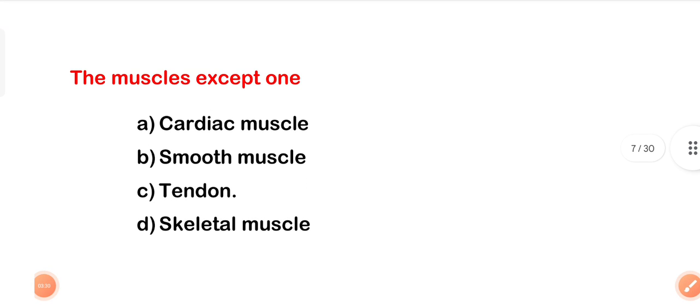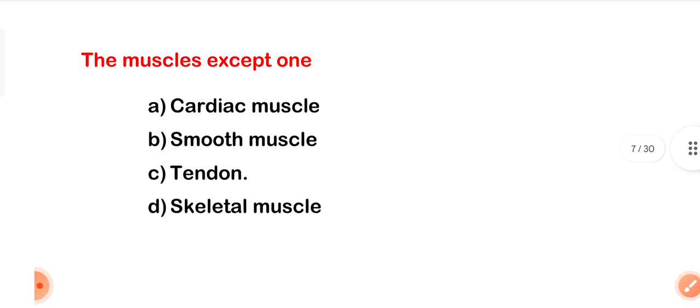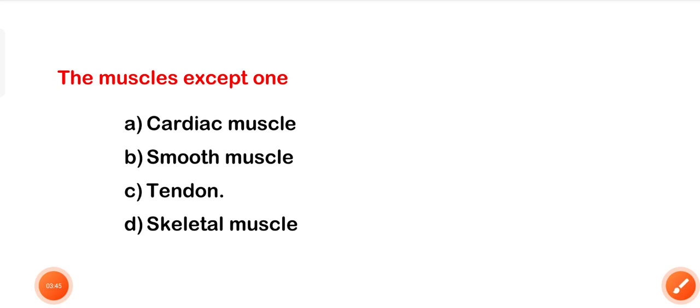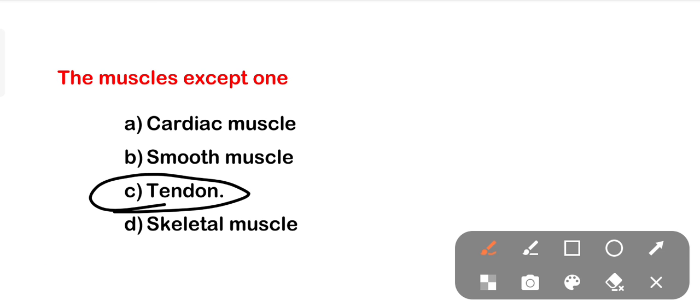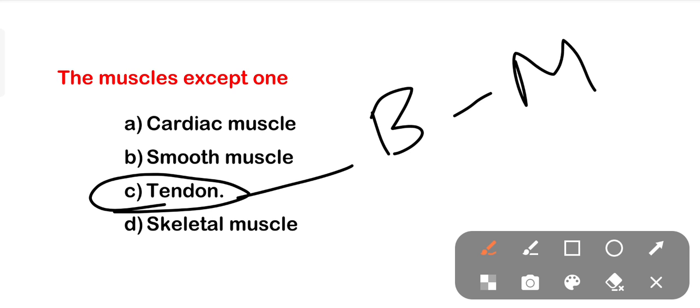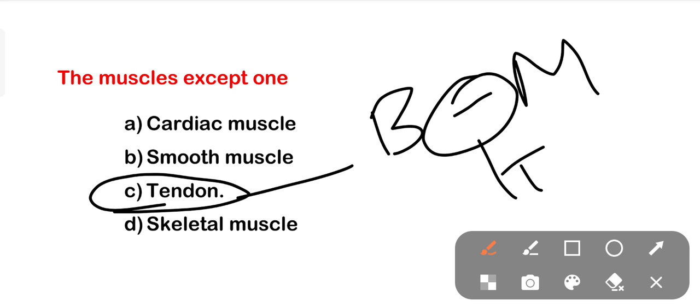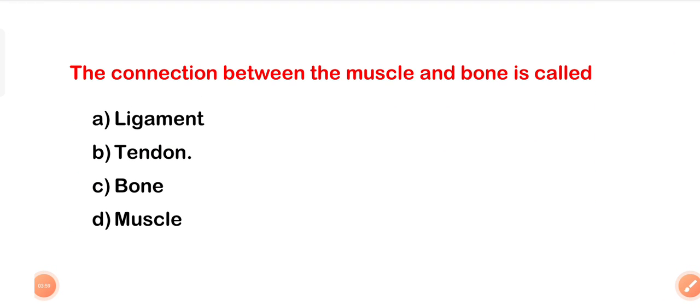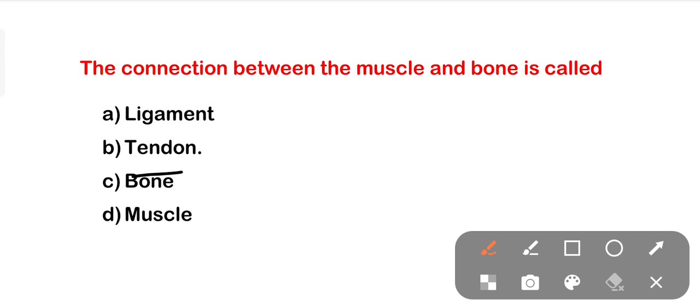The next one is the muscles except one. So among these 4 options, which is not a muscle? Option A cardiac muscle, option B smooth muscle, option C tendon, option D skeletal muscle. The right one is tendon. This tendon connects the bone and muscle. It is called tendon. The next question is the connection between the muscle and bone is called tendon. The right answer is tendon.